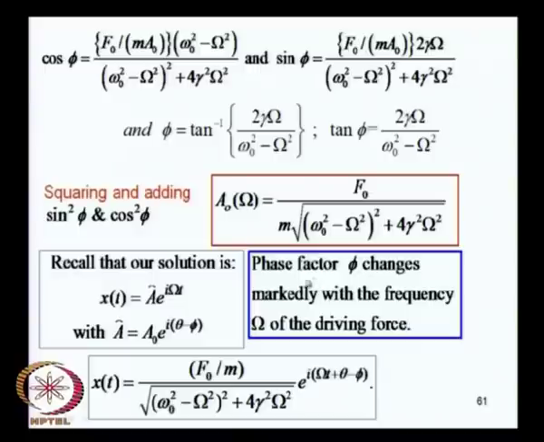and this phase factor phi also changes, it is sensitive not just to this gamma, but also to this frequency omega. So, the phase factor changes markedly with the frequency of the driving force, and its very cause is the presence of damping in the first place. So, this is now your complete solution in terms of the periodic application of the driving force for a damped driven oscillator.